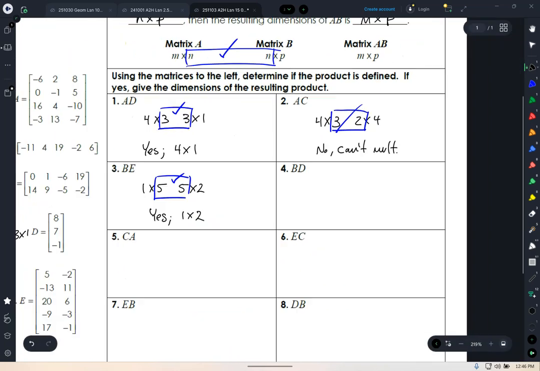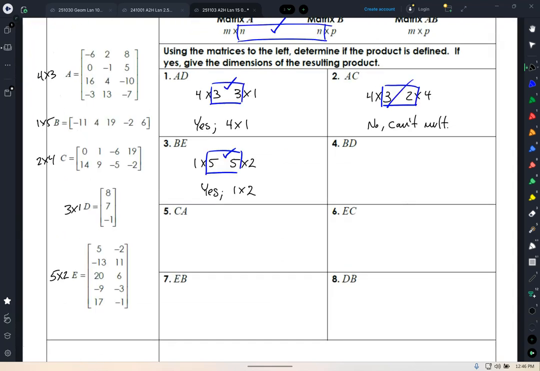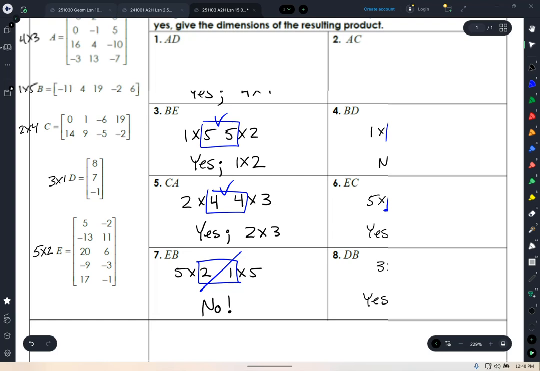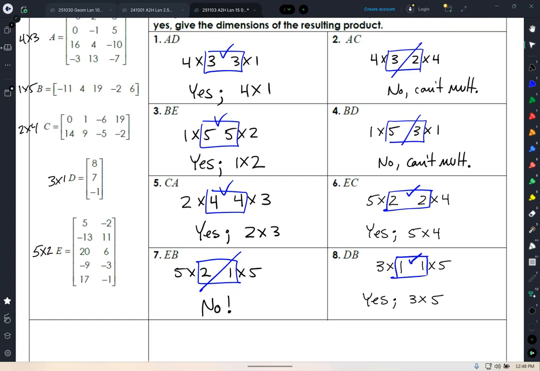Okay, so here's what I'd like you to do. I want you to finish 4, 5, 6, 7, and 8 the way that we did these. Go ahead and tell me whether you can or cannot multiply. And if so, what is the resulting dimensions? Ready to go. Here is what you should have come up with for the remaining. How did you do?